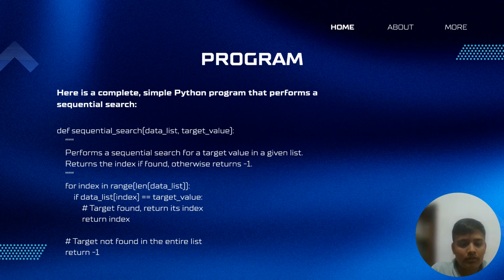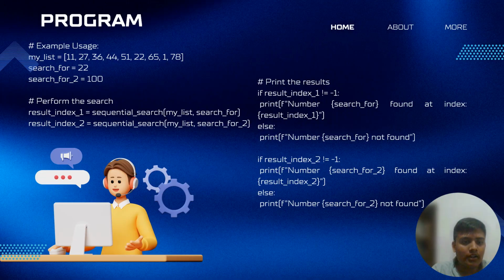First of all, we have given a for loop here: for index in range of the length of the data list, meaning whichever length the data list has, it will automatically get by the len function. Then we check if data list at index equals the target value, whichever we are trying to find. If the target is found, it will return the index, and if the target is not found in the list, then it will return -1. Let's move further.